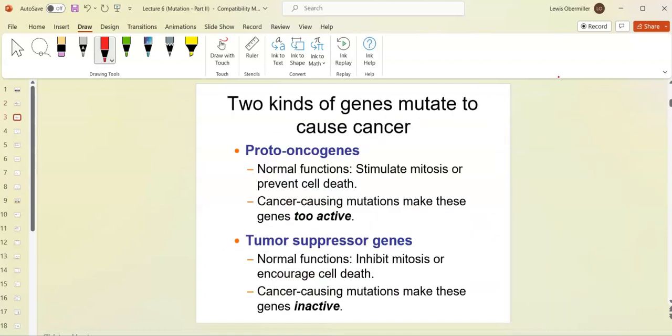All right. So when we talk about cancer genes, we talk about two different kinds of genes. We talk about proto-oncogenes. So proto means before, and an oncogene is a gene that enables the cell to progress through the cell cycle.